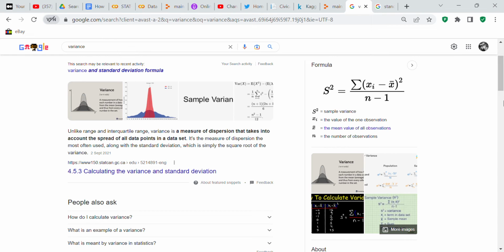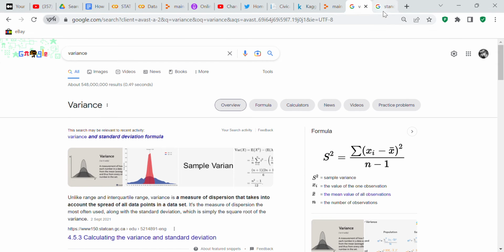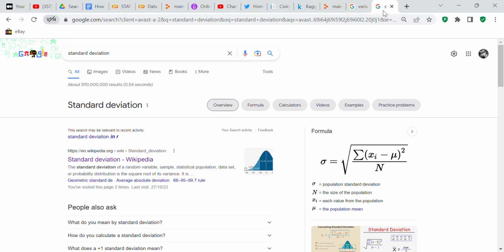It says, unlike range and interquartile range, variance is a measure of dispersion that takes into account the spread of all data points in a data set. It's the measure of dispersion the most often used, along with standard deviation, which is simply a square root of the variance. So now you know just a little bit about what variance is. So the standard deviation is actually the square root of the variance.